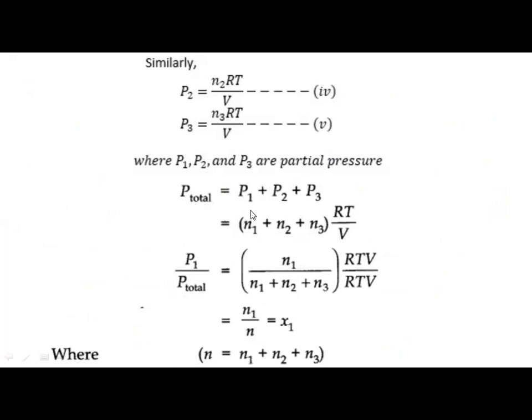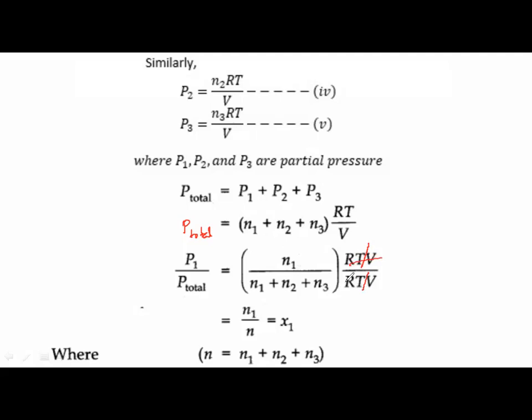So when you substitute N1 RT by V plus N2 RT by V plus N3 RT by V, RT by V is common, therefore we will take it aside. N1 plus N2 plus N3 into RT by V. Yes? Okay. So I will write it as P total is equal to N1 plus N2 plus N3 into RT by V. If you take the ratio of P1 upon P total, it will be N1 RT upon V, upon N1 plus N2 plus N3 into RT upon V.